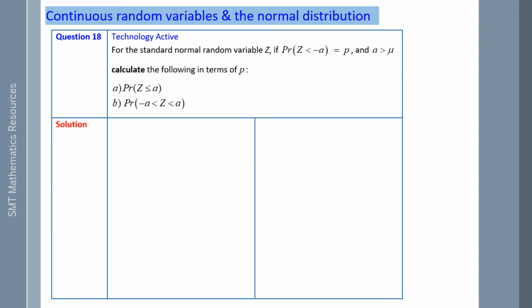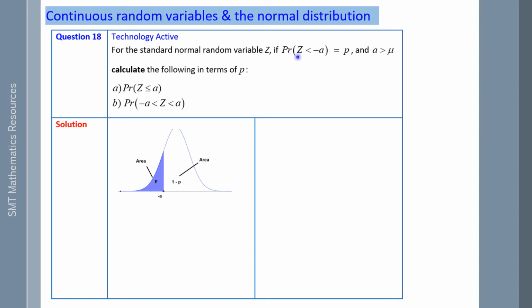Question 18. For the standard normal random variable Z, the probability that Z is less than negative A equals P, and A is greater than mu. Calculate the following in terms of P. First one, what's the probability that Z is less than A? Less than or equal to A.